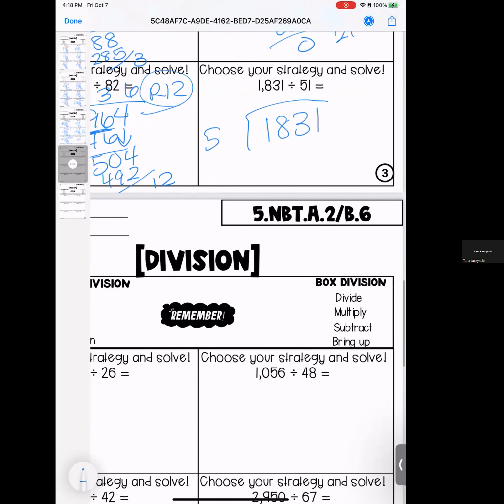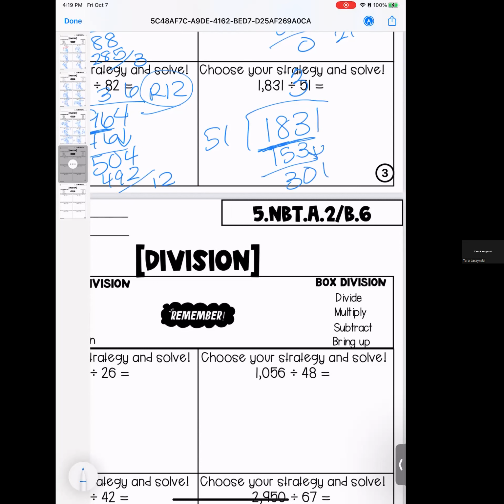1,831 divided by 51. We don't know our 51 times tables. We're not expected to, but we can use guess and check. 51 does not divide into 1 or 18, but it does go into 183. It is going to go in 3 times. 3 times 51 is 153. We have so far leftover of 30. It's less than 51, so that's okay.